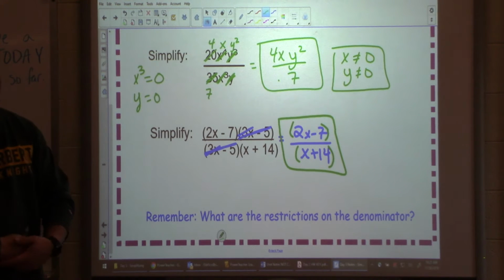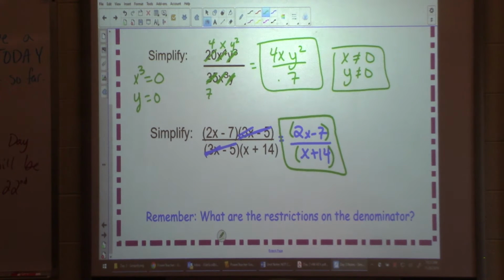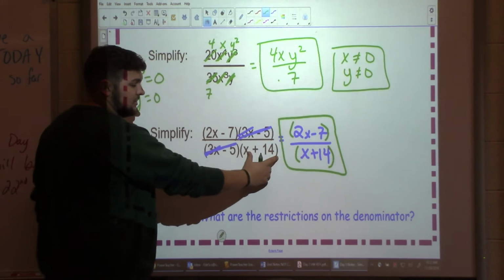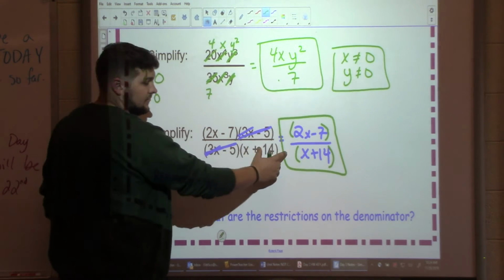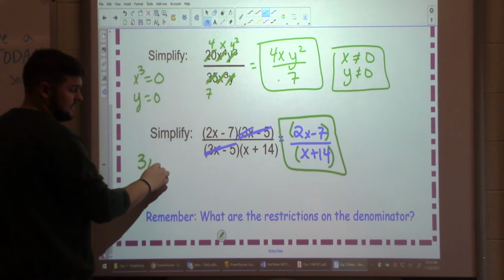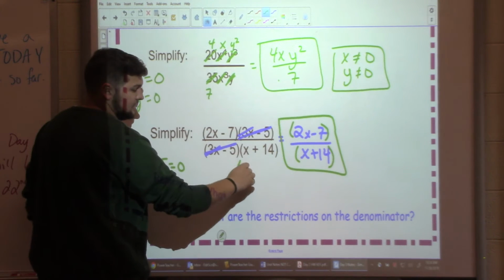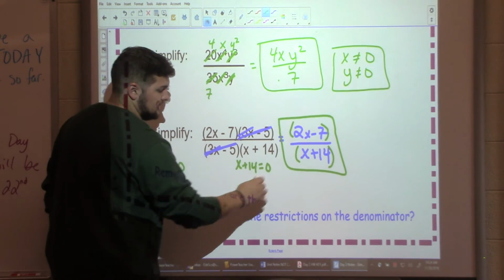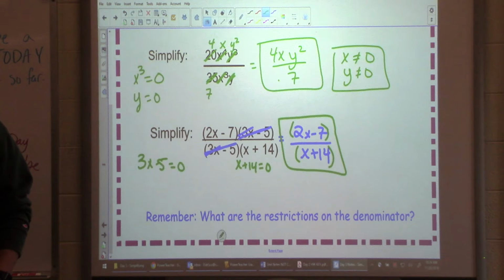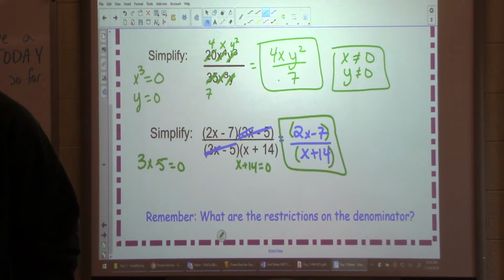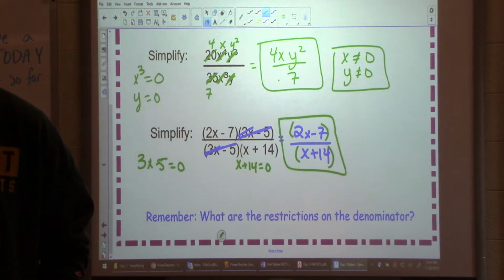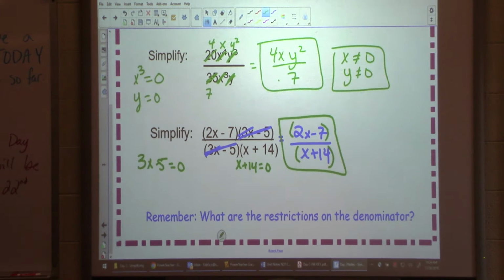Alright. We have two restrictions for this problem. How we find them is we take each piece of our denominator, right? We said we'd look back where we started as well. Take each piece, 3x minus 5, set it equal to 0. Take x plus 14, set it equal to 0. If I solve both of those for x, I should get my two restrictions, because that'll tell me what would make my denominator equal 0.